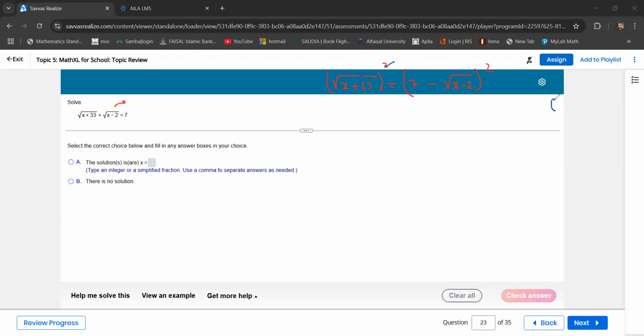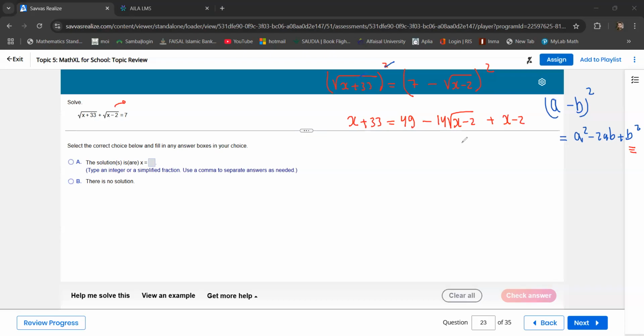And here we are going to apply the rule (a minus b) to the power of 2, which is a squared minus 2ab plus b squared. So on the left-hand side, it is just x plus 33. On the right-hand side, 7 to the power 2 will be 49. Negative 2 times a times b, so 2 times 7 is 14, times the root. It will be 14 square root of x minus 2. Now, b squared, which is the root squared, will be positive x minus 2, as the power 2 will cancel the root.